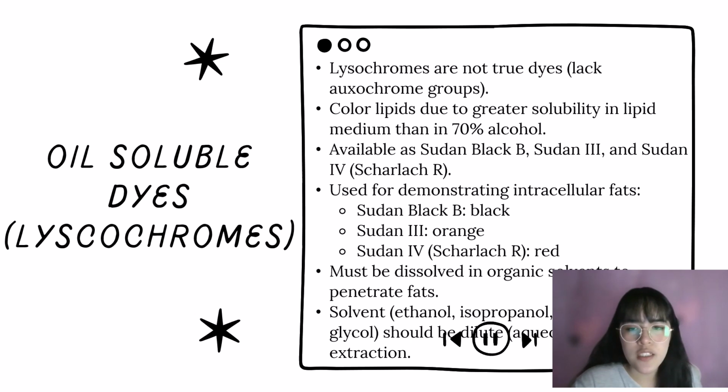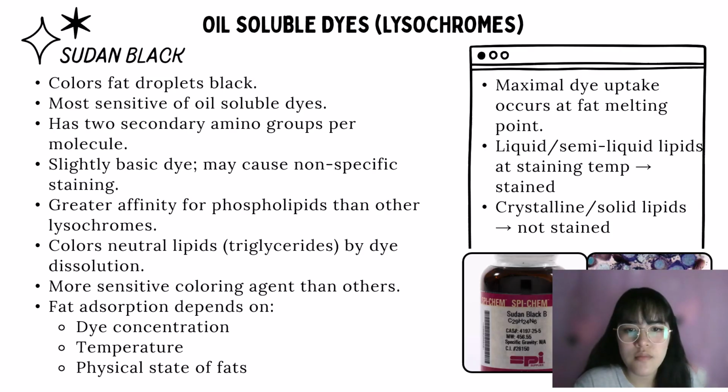In order to penetrate fats, the oil soluble dyes must be dissolved in an organic solvent, although the solvent vehicle, usually ethanol, isopropanol, or propylene glycol, should be sufficiently dilute to avoid extracting the lipids themselves. First, we have Sudan Black. It is a stain that colors fat droplets black and is the most sensitive of the oil-soluble dyes.